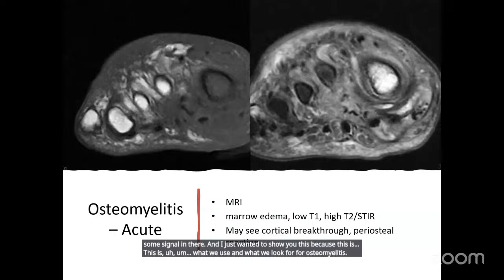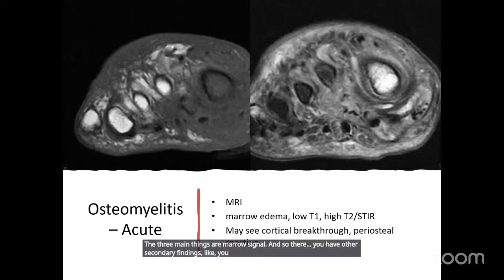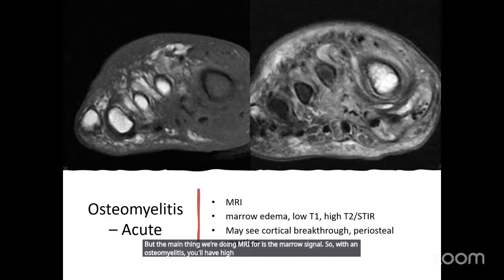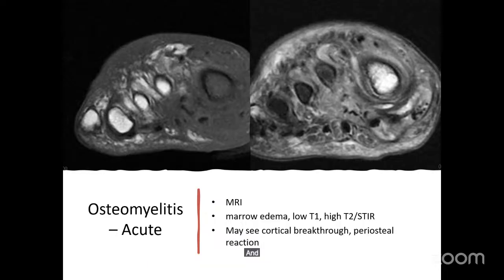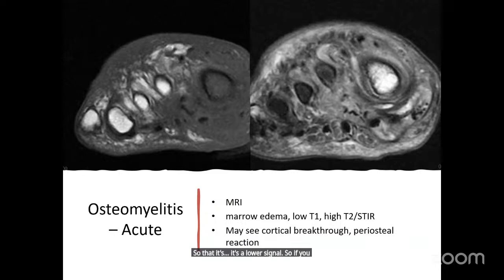The three main things are marrow signal. And then you have other secondary findings, like you want to see the ulcer. If you see osseous erosions, that clues you in. But the main thing we're doing MRI for is the marrow signal. So with osteomyelitis, you'll have high T2 signal because it's inflamed, whereas normal T2 fat-sat signal within a bone is low signal because the fatty marrow has been saturated. So if you have high signal on a T2 fat sat or a STIR, an inversion recovery imaging, then that means that there's some kind of inflammatory process going on there.